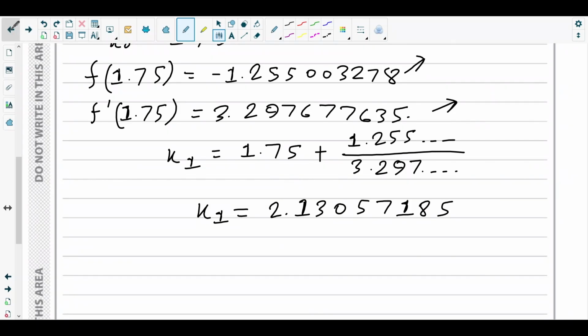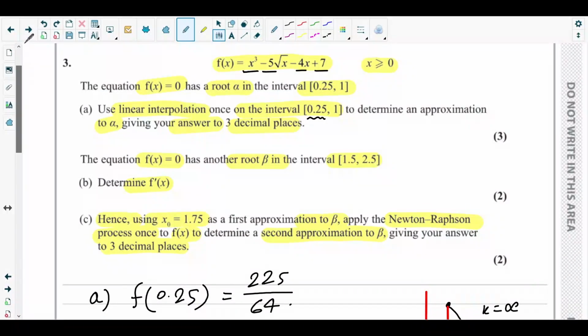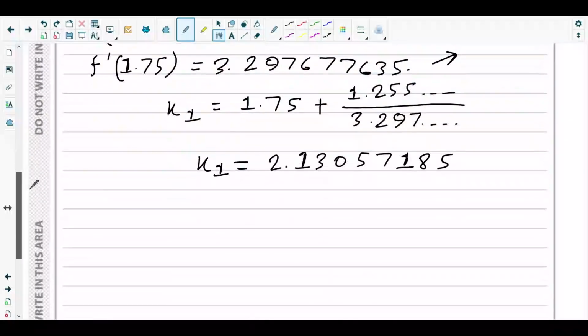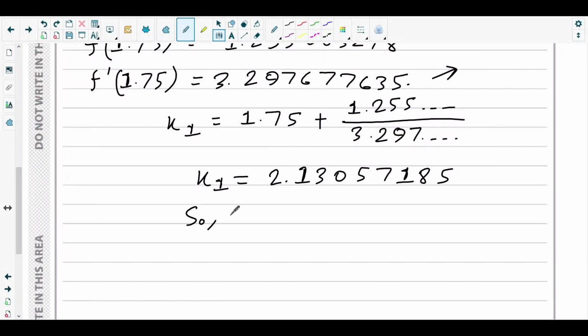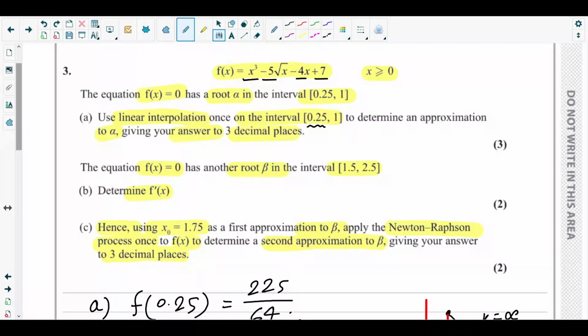2.1305718. So how many decimal places did they want? 3 decimal places. So up to 3 decimal places, beta can be written as 2.131. That's it. That's the approximation for beta using the Newton-Raphson method, and that's the end of question number 3. Fine.